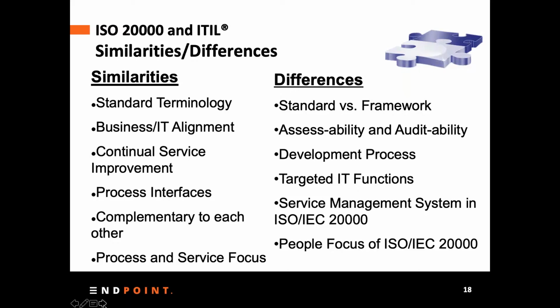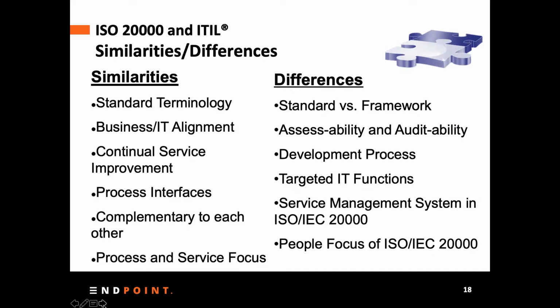Some of the differences, well, there's the standard versus the framework. ITIL, COBIT, CMMI, those are frameworks, and what they're doing is establishing a set of best practices. ISO is specifically measuring to a standard. And that's what's unique about it: now you actually have to prove that you're doing things.